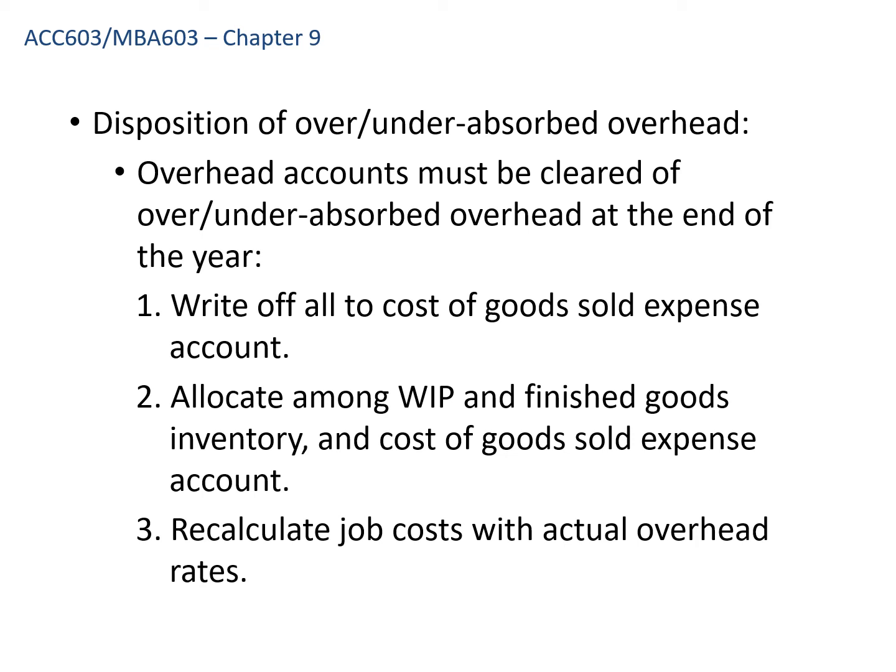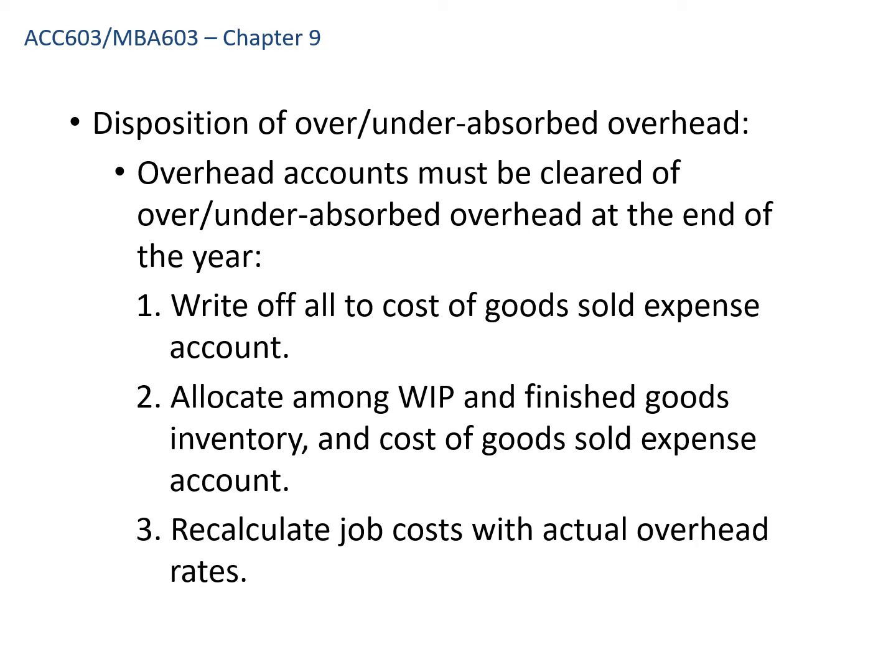If it's a more significant amount, then companies would choose to allocate it among work in process, finished goods, and cost of goods sold based on how much overhead exists in each of those categories. So they would prorate it across those based on that math.